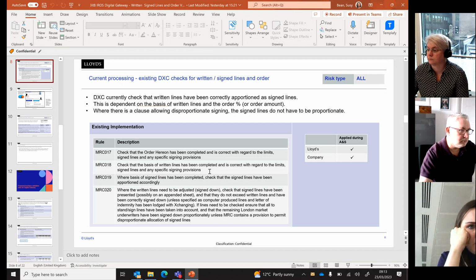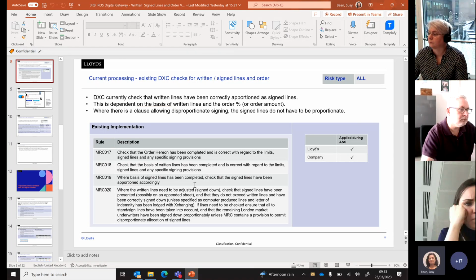The second 2 are more around checking that the signed lines have been apportioned correctly. So based on the basis of signed lines, check they've been apportioned, and then MRC 20 is where the written lines need to be adjusted or signed down. It's checking that they've been apportioned correctly. Yeah, that's basically what that is.